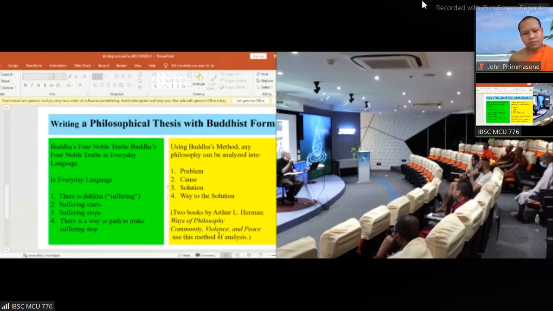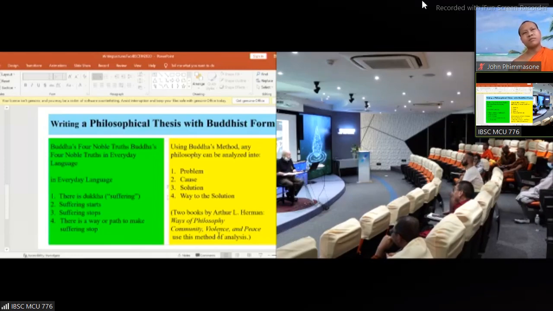Writing a philosophical thesis with Buddhist form was something Dr. Hongso recommended to a group of us. And now I'm going to extrapolate on it by using the Four Noble Truths in everyday language. I put it like this: there is suffering, it starts, it stops, and there's a path to make it stop. Using Buddha's method, any philosophy can be analyzed into problem, cause, solution, way to the solution.